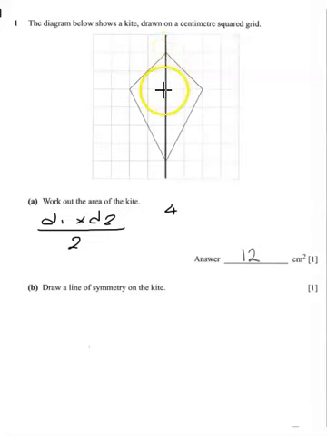multiplied by 1, 2, 3, 4, 5, 6 down, and then divided by 2. So 6 fours are 24, and then when you divide 24 by 2, it becomes 12. So 12 centimetres squared would be the answer for the area of this kite. It says draw a line of symmetry on the kite, so it's just a mirror line you're drawing here, so you can see there's one here going down the way here.